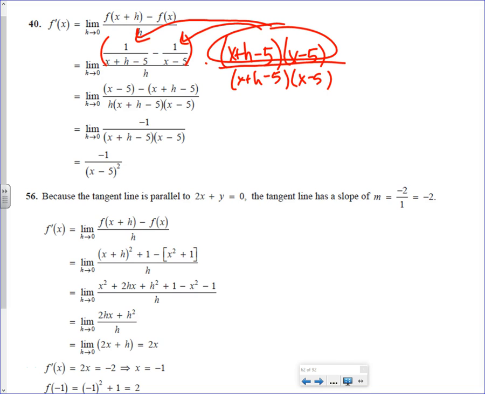You can go ahead and distribute your negative. Don't kill a seal. The x's should cancel. The negative 5s should cancel, or I should say the 5s should cancel. You have a negative h over h, which will reduce to -1. Plug and chug. -1 over x minus 5 squared.